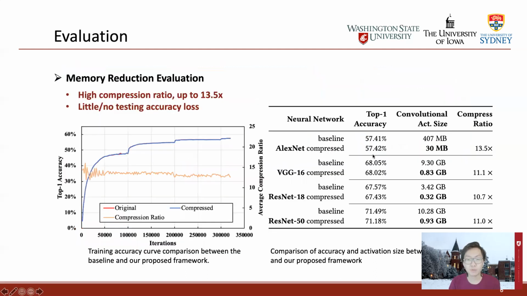And we evaluate our framework on multiple neural networks, including AlexNet, VGG16, ResNet18, and ResNet50, all of which result in a fairly high compression ratio on the convolutional layers, up to 13.5 times. And none of them affect the accuracy by much. On the left side, we can see a comparison between the original training curve and our compressed model training curve. You can see they align pretty well with each other. And this orange line here is the compression ratio along different iterations. So we can see our framework also provides a relatively stable compression ratio along different epochs.